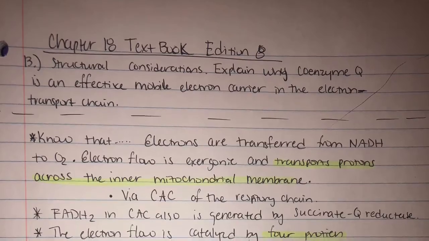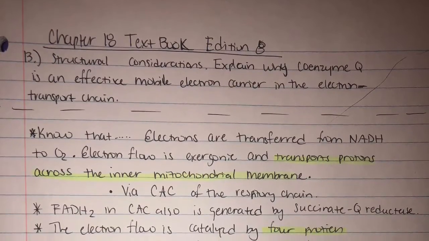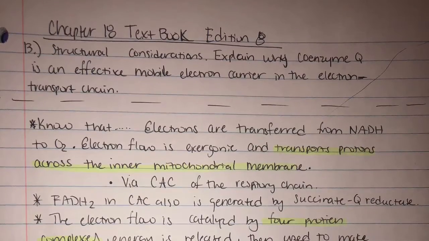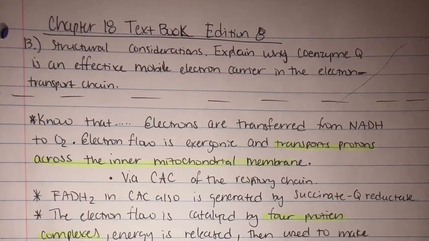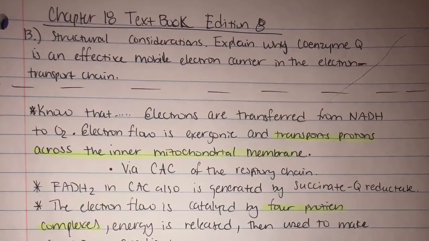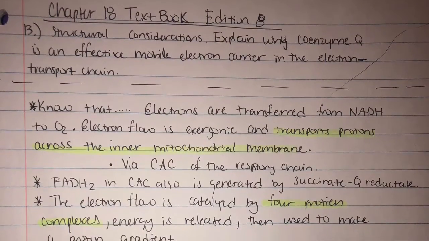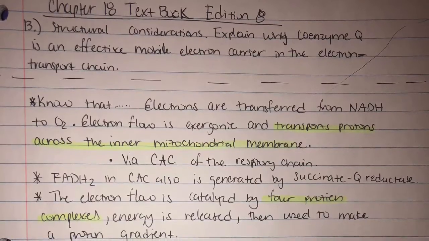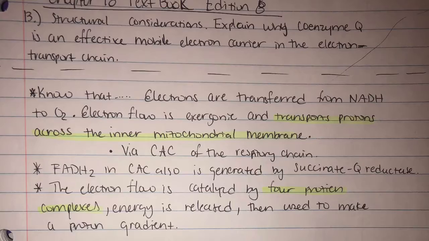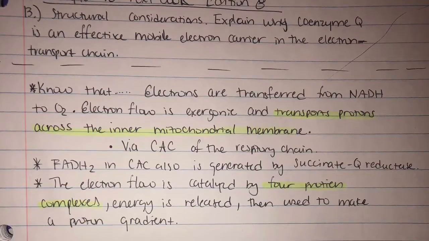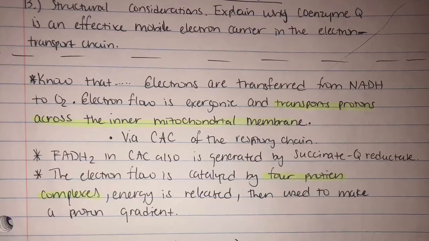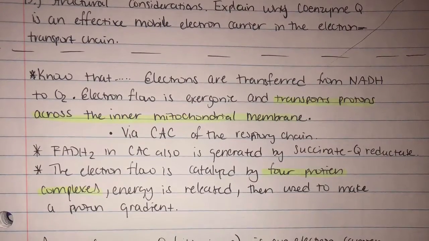Okay, so for question 3, we have Chapter 18 in the textbook, Edition 8, and we're doing number 13. It says structural considerations. Explain why coenzyme Q is an effective mobile electron carrier in the electron transport chain. So first we have to know that electrons are transferred from NADH to O2. Electron flow is exergonic, and it transports protons across the inner mitochondrial membrane. This happens via the citric acid cycle.